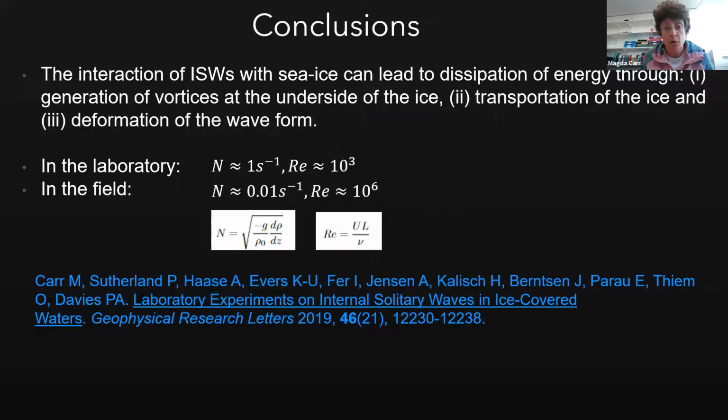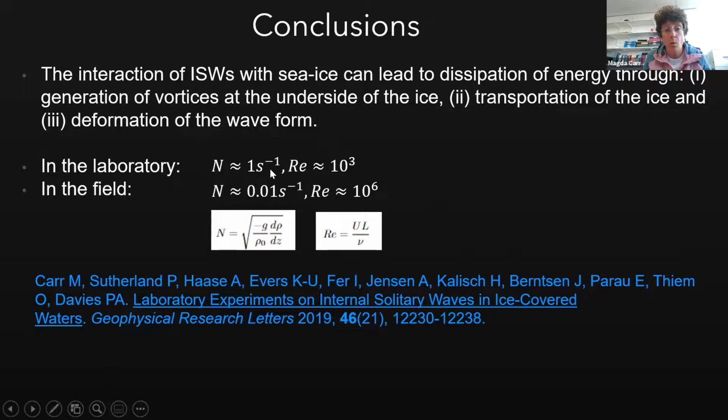So the main conclusions from that small set of experiments we did was that the interaction of internal solitary waves with sea ice can lead to dissipation of energy through 3 different pathways. So we can have generation of vortices at the underside of the ice, transportation of the ice, and also deformation of the waveform.